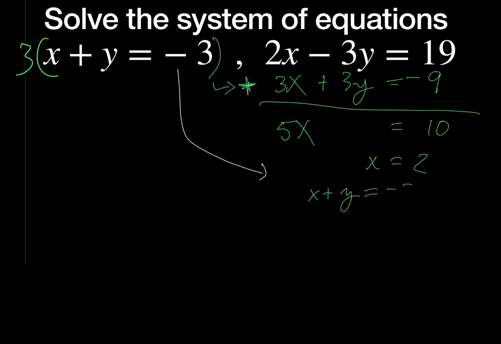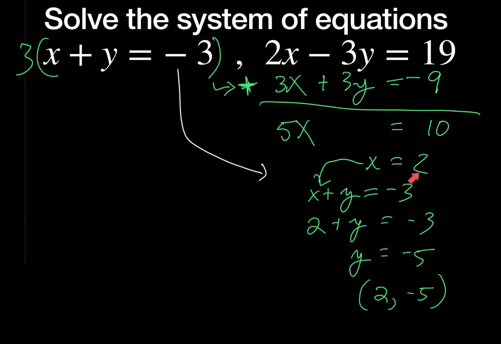X plus y equals negative 3. I'm going to take this x and substitute it in. 2 plus y equals negative 3. Subtract 2 from both sides. Y equals negative 5. My answer will be 2, comma, negative 5. The x was 2. That's the x coordinate. The y is negative 5. That's the y coordinate. When we're solving a system of equations, what I'm doing is I'm finding out where they intersect. That's what it means. Graph two lines, plot them, see where they intersect. They will intersect at that point.